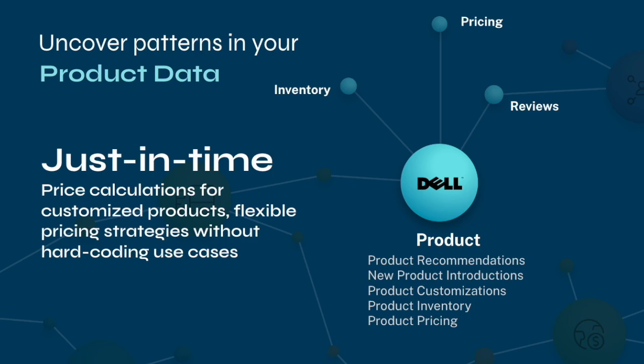Dell addressed this challenge by using Neo4j and their pricing as a service platform. The system processes up to 50 million events per day across different regions. Now Dell can perform just-in-time price calculations for customized products, implement flexible pricing strategies without hard-coding use cases, and achieve more predictable SLAs. This has allowed Dell to decouple price authoring from calculation, giving business teams more flexibility in creating pricing campaigns and reducing time to market for new pricing strategies.